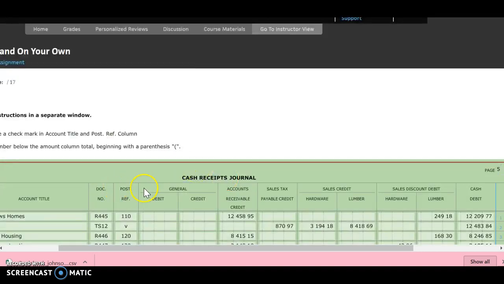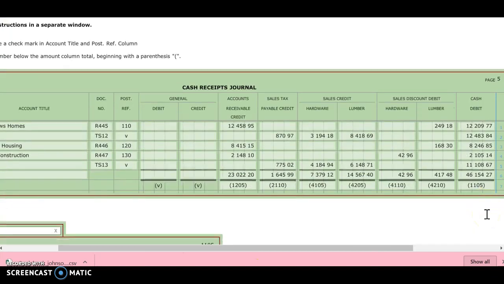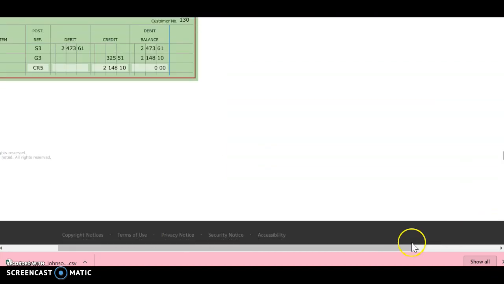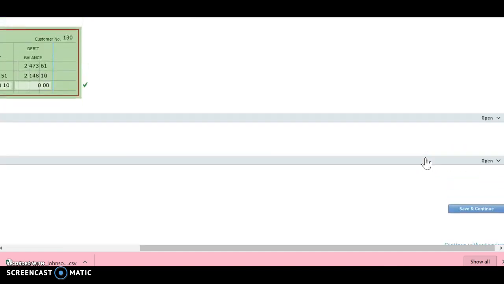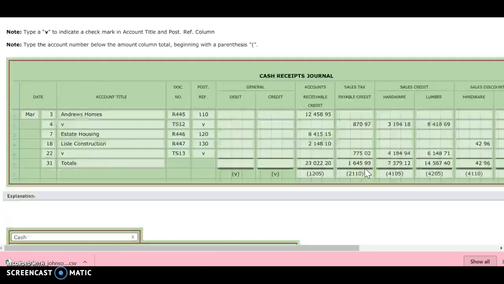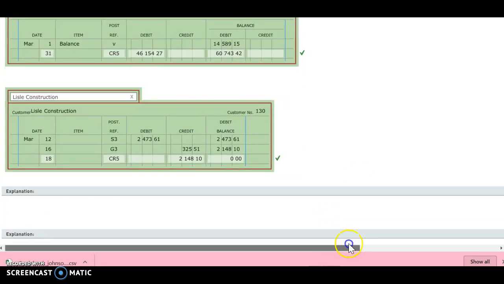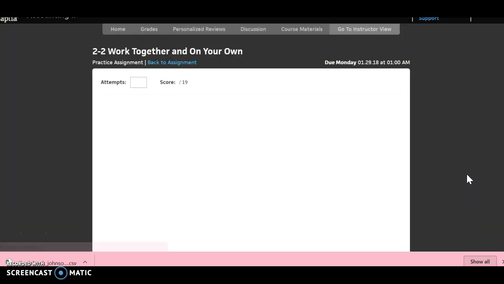Okay, so once we see that our post reference column is completely filled in, and then we should also have account numbers underneath all of our totals, that tells us that we are done posting. I can now say check answer. Okay, and everything looks good. So you can now save and continue, and go on to 2-2 on your own.